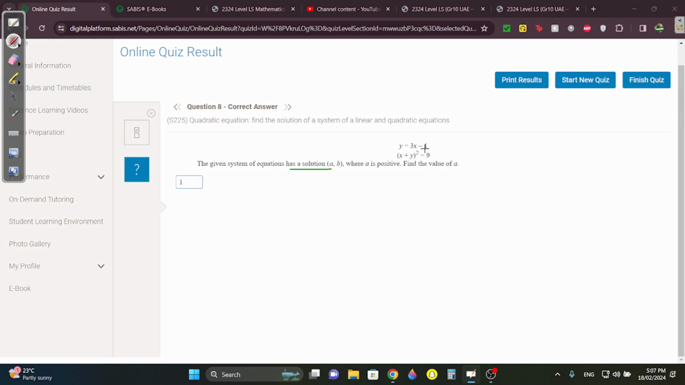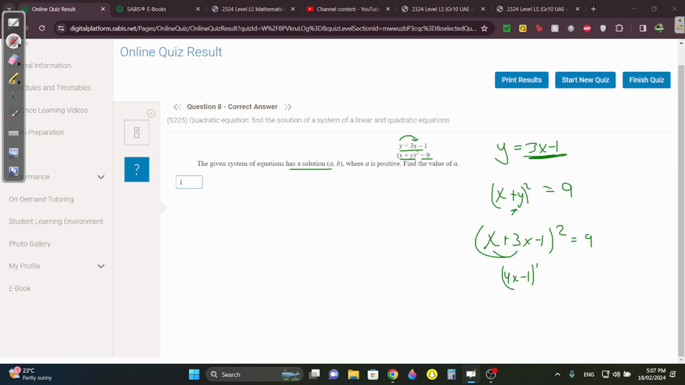Let's just solve. We have y is 3x minus 1, and we also have x plus y squared equals 9. But since we know y is 3x minus 1, we can substitute. We did this in grade 8. Let's substitute this y with 3x minus 1, right? So x plus 3x minus 1 squared equals 9. x plus 3x is 4x, minus 1 squared equals 9.